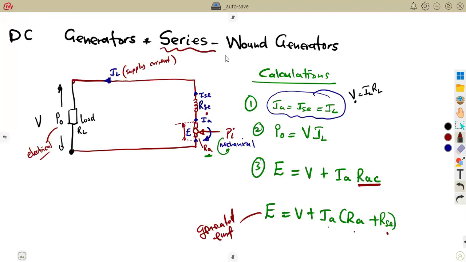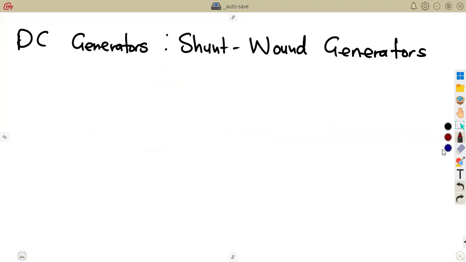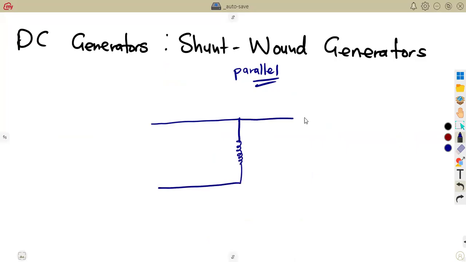So remember, this was a combination that we had of the series wound generators, formulas that you have. And as we saw, the series field is connected in series with what? With the armature. But in the shunt, this is a parallel combination. We are talking about the two being connected in parallel, meaning we are going to have this field winding in parallel with the armature. So they will be in parallel to each other, and that's called the shunt resistor.